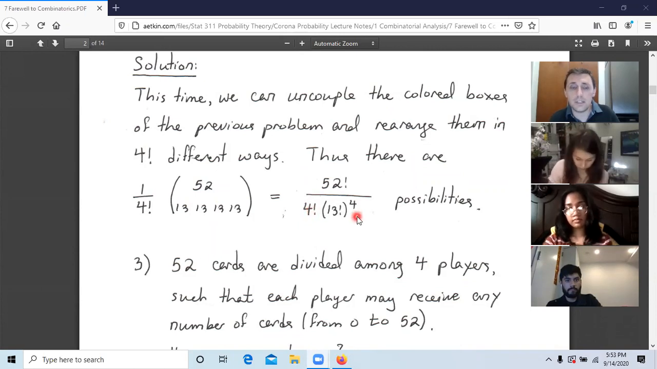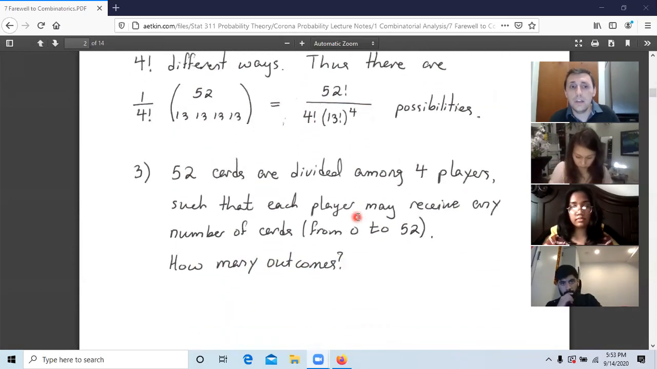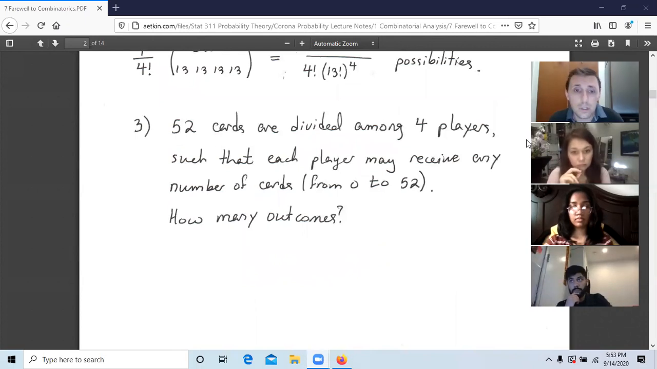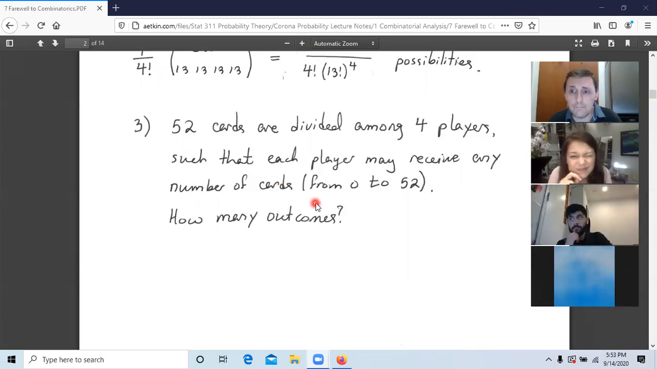All right, so here is the next question. 52 cards are divided among 4 players, and each player has to receive any number of cards between 0 and 52. So it's like the cards are now... Valeria, that's for question 3 that you asked, yes? That you're answering. Okay. So think about 52. What is the situation there?